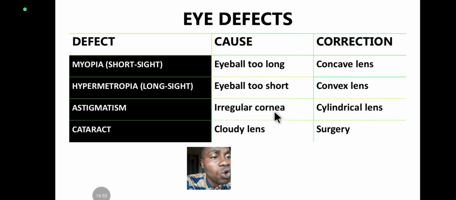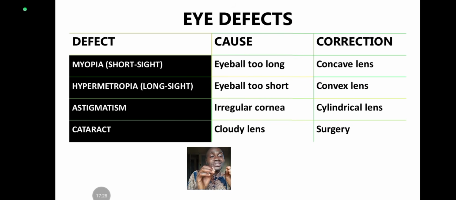Irregular curvature of the cornea. What is the cornea? This obvious part that you can see here is called the cornea. What you can see in front of your eye here is called what? The cornea. And with astigmatism, because of the irregular curvature of the cornea, light rays are not focused to the retina. The lens is not able to focus light rays on the retina.